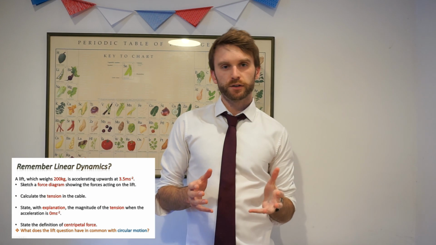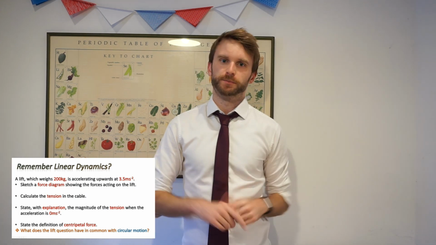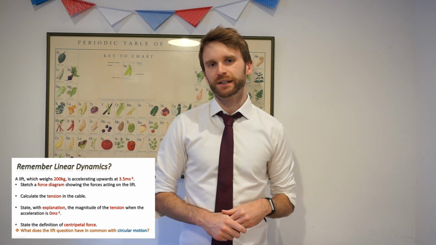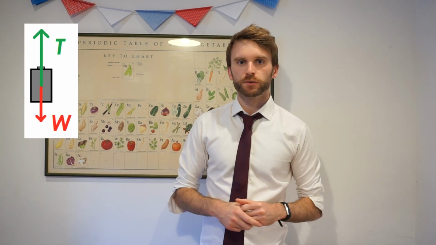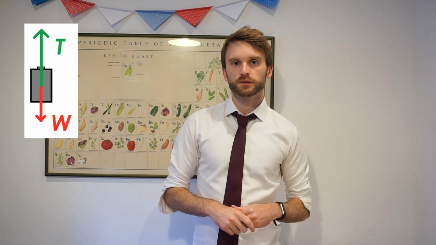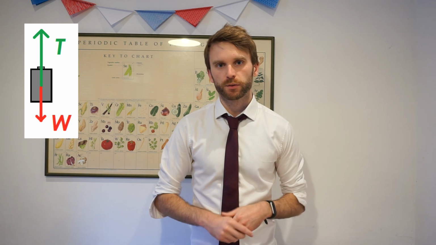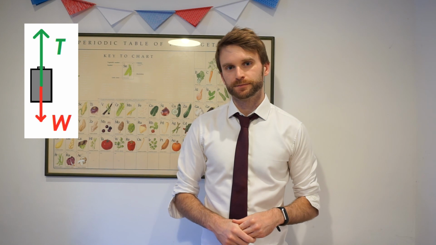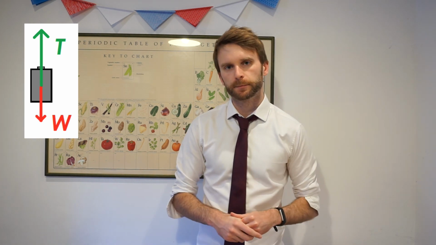At the start of the video I asked you to do what I like to affectionately call a lift problem. It's about a lift. They're really common. I think every year there's a lift in there somewhere. You drew a force diagram, and that force diagram had a tension going upwards and a weight going downwards. You knew that the weight was 200 g because that's what's given in the question, W equals mg, and it asked you to calculate the tension. What equation did you use in order to calculate that?